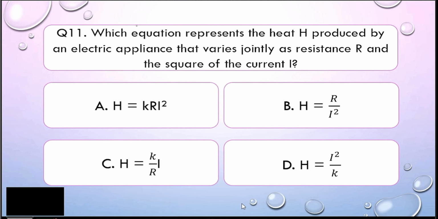Question number 11. Which equation represents the heat H produced by an electric appliance that varies jointly as resistance R and the square of the current I? Is it A, H is equal to KRI squared, B, H is equal to R over I squared, C, H is equal to K over R times I, or D, H is equal to I squared over K? I'll give you 5 seconds to think about your answer.